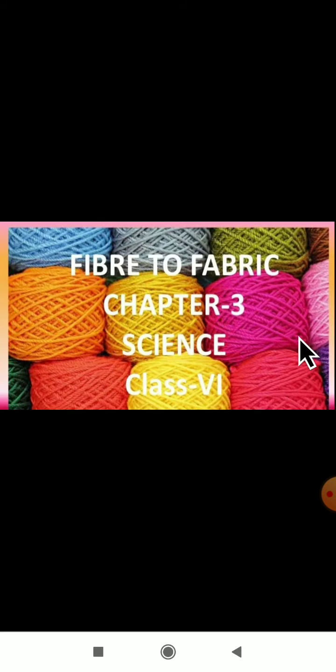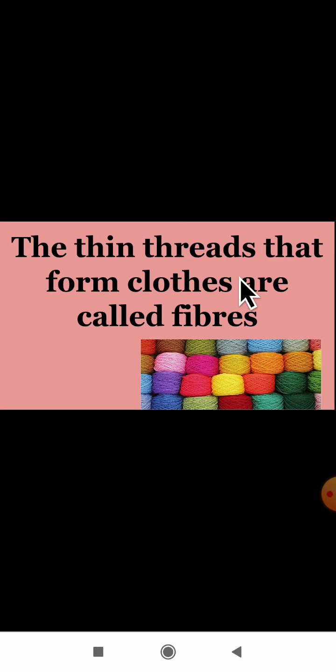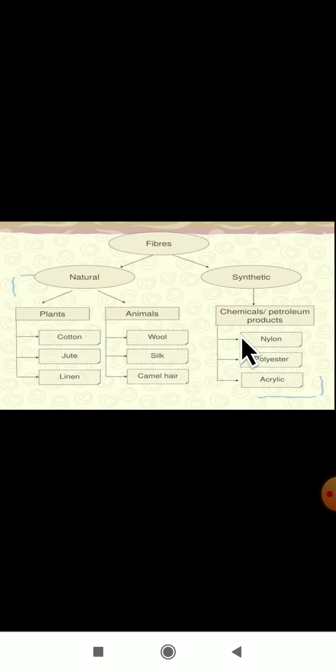Dear students, in the previous video class we started studying the third lesson. What is the name of the lesson? Fiber to fabric. In the previous video class we studied the definition of a fiber and the types of fibers. Can you tell me what fibers are? The thin threads that form clothes are called fibers. How many types of fibers are there? There are two types: one is natural fiber and one is synthetic fiber.